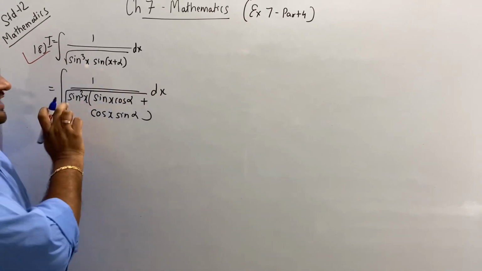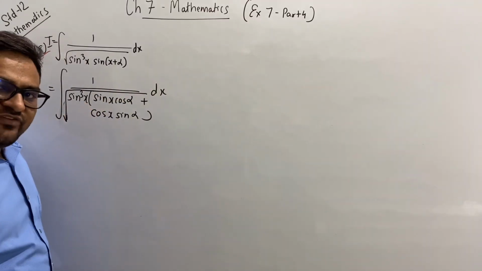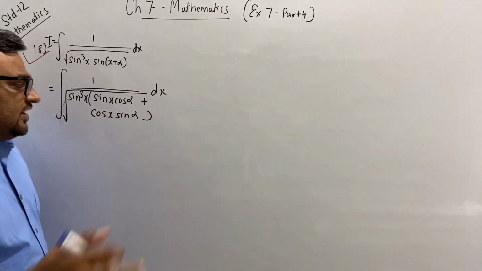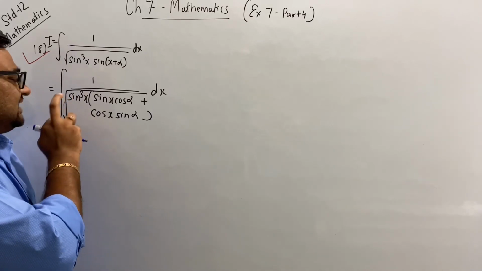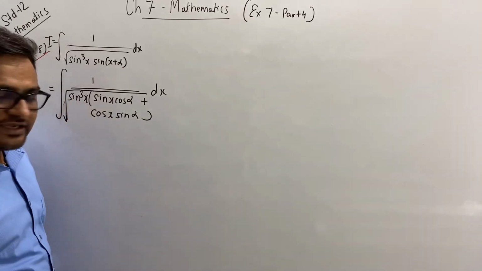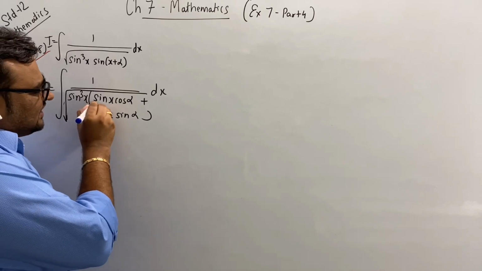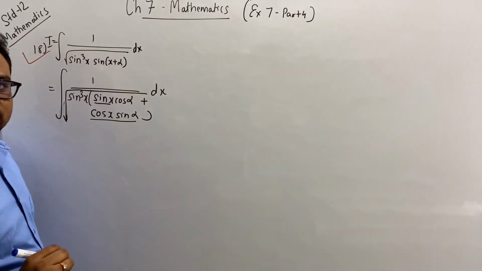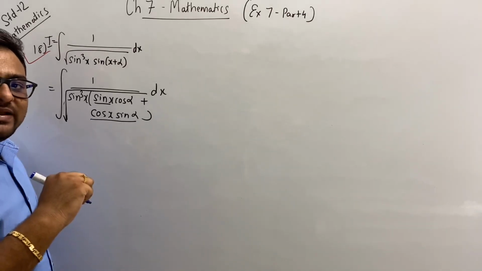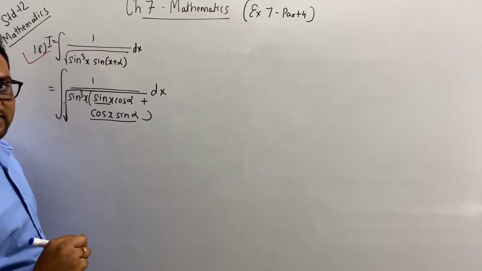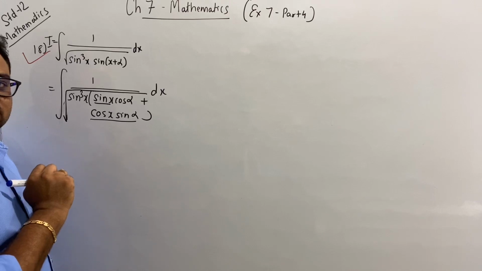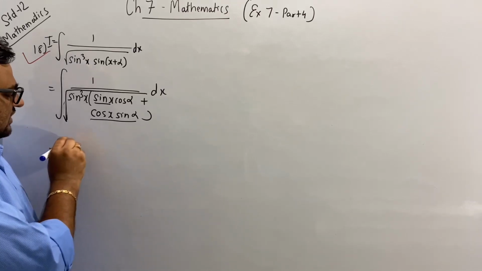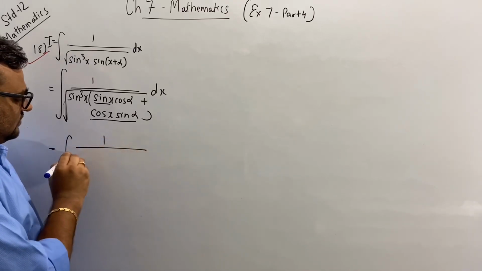Okay, now you can see here there is sin cube x. If I get one more sin x, it will be sine raised to 4 x, and under the square root it will be sine square x. So what I will do, I will take sin x common. Now here there is no sin x, so what I can do is multiply by sin x and divide by sin x. Right, so what will be cos by sin x? Cot x.